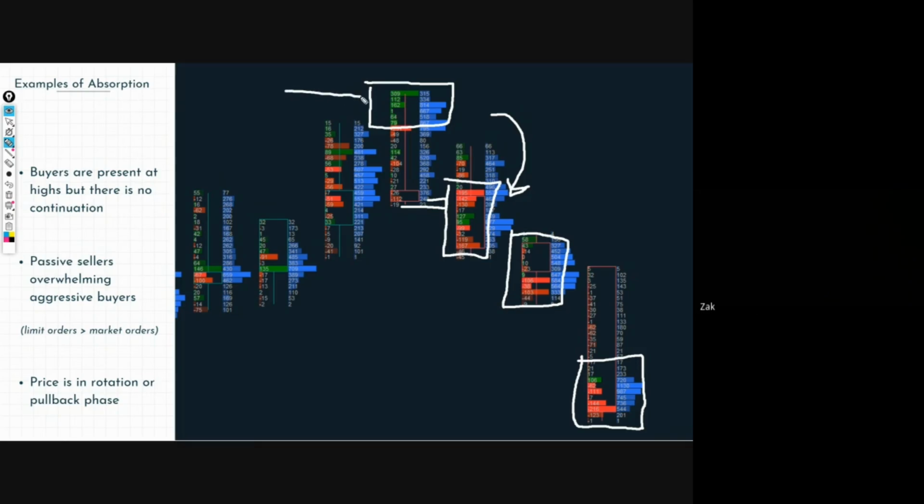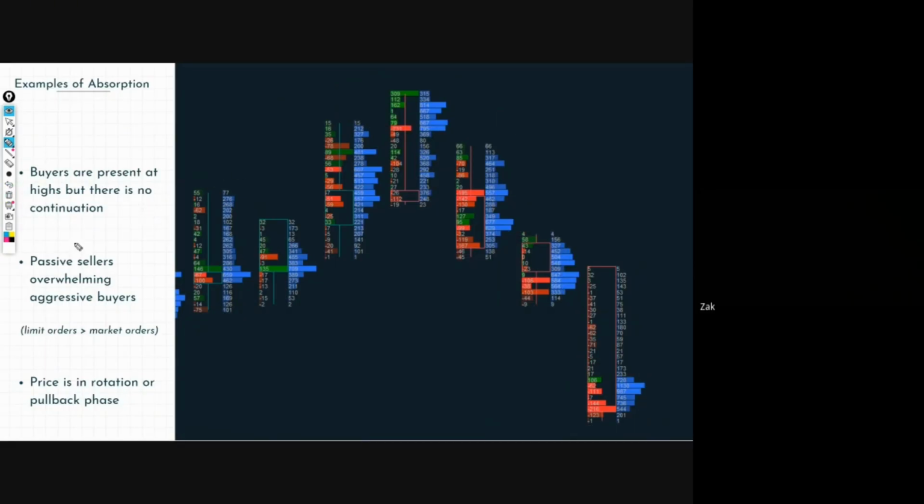Again, they need to exit their positions if they don't get rewarded. Their exit liquidity becomes their worst nightmare. It is what causes the price to sell down more. So really intelligent sellers will see trapped buyers, know that they have to exit, and they're going to press on top of it. It's like you're already hurt and someone's kicking you while you're down. That's basically what's going on here. So buyers are present at highs, but there's no continuation. The passive sellers, the passive liquidity up here, is so large that it's absorbing all of this market liquidity.